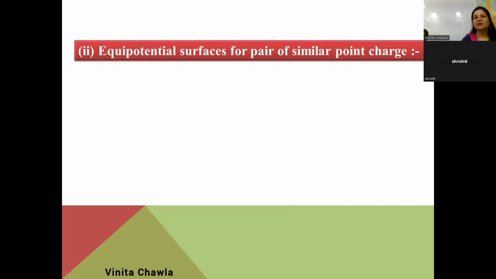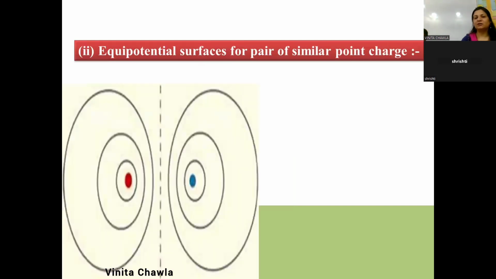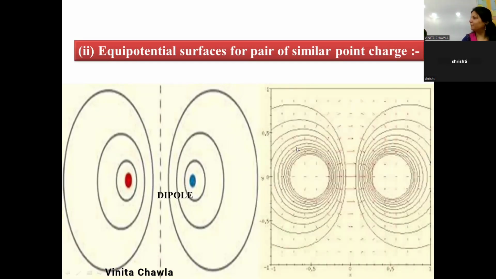This we have discussed. So, equipotential surfaces for a pair of similar point charges. This is how we draw equipotential surfaces for a pair of similar point charges. So for two identical positive charges, this is the equipotential surface.